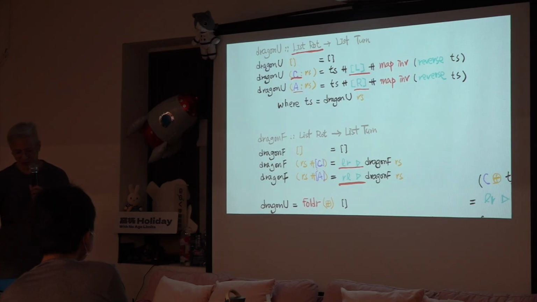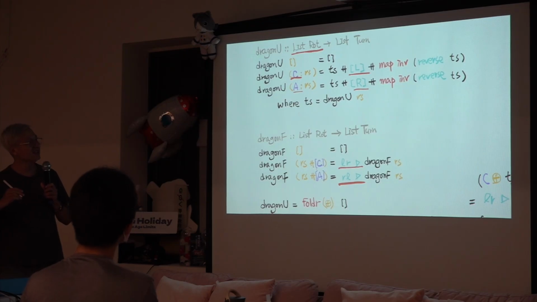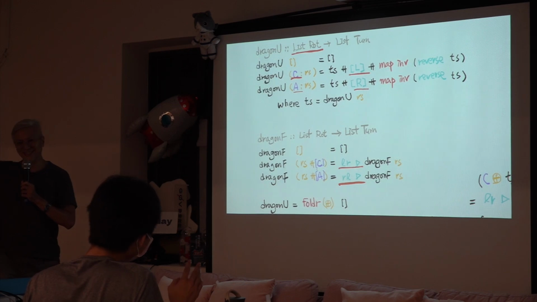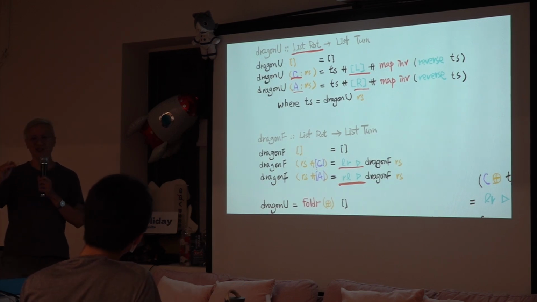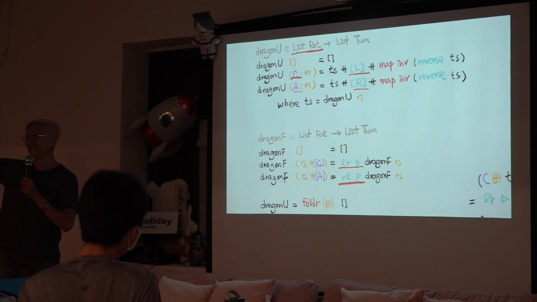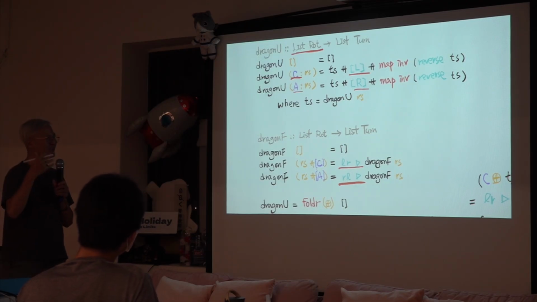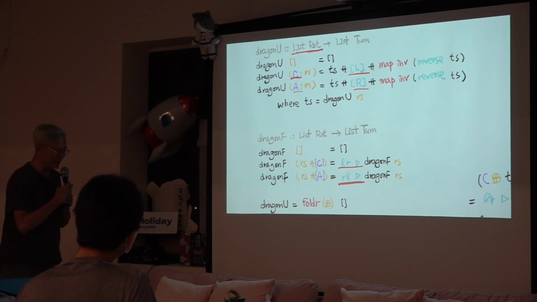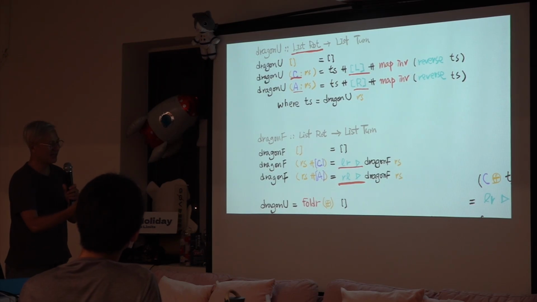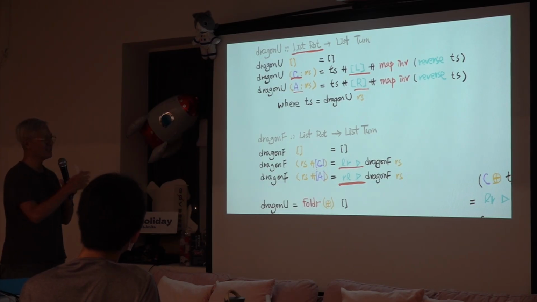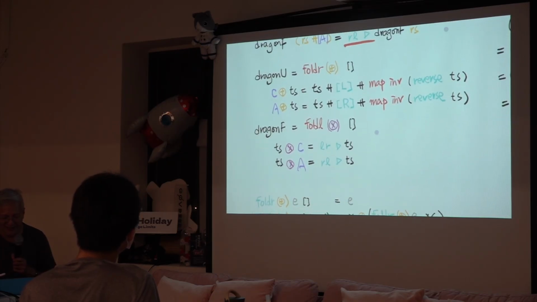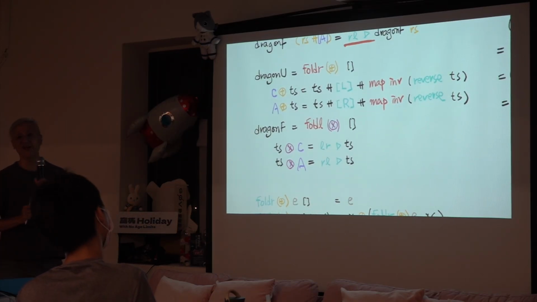But I'm just going to go through it very quickly. Raise your hand if you know what a fold R is. And raise your hand if you know what a fold arrow is. In class we didn't talk about fold arrow. Fold R is folding, bracketing from the right, and fold arrow is folding from the left. Anyway, dragon U is a fold R, and dragon F is a fold arrow.